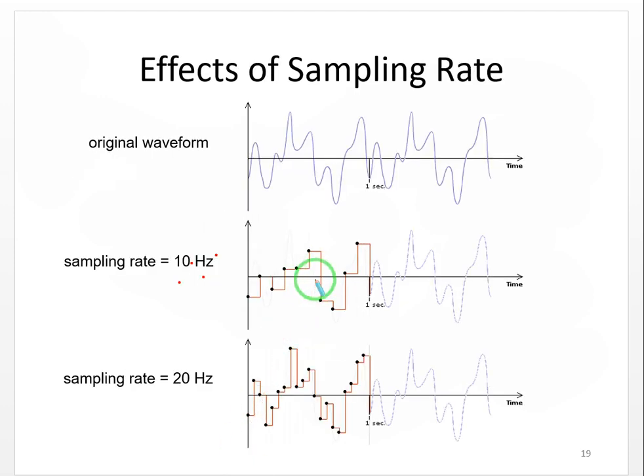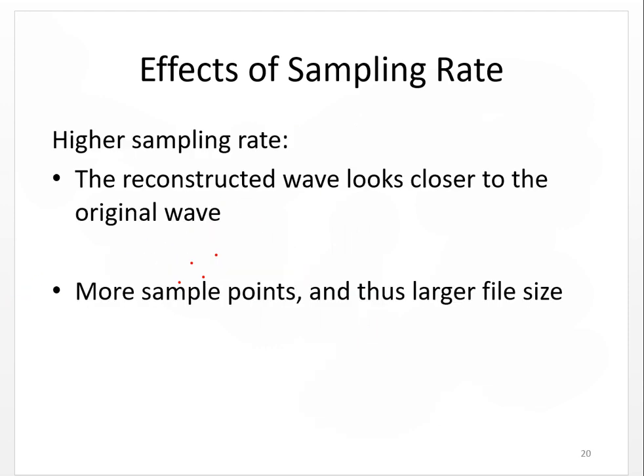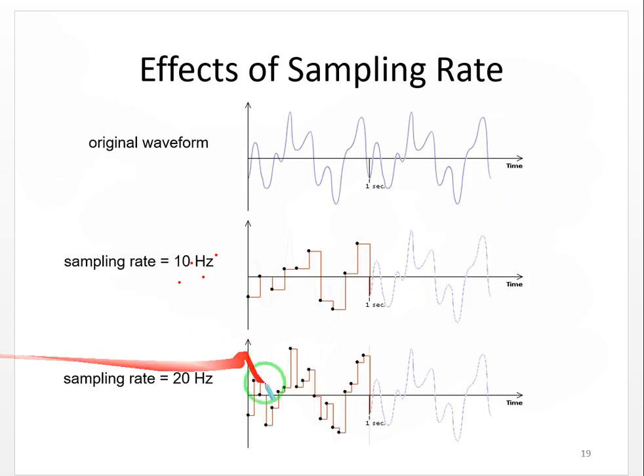Now these are the three waveforms. The original waveform was in this shape, it is analog. With a sampling rate of 10 hertz it looks like this, and with a sampling rate of 20 it looks like this. Now we are going to see the effect of sampling. What is the effect once we increase the sampling rate? When the sampling rate is higher, the reconstructed wave looks closer to the original waveform.